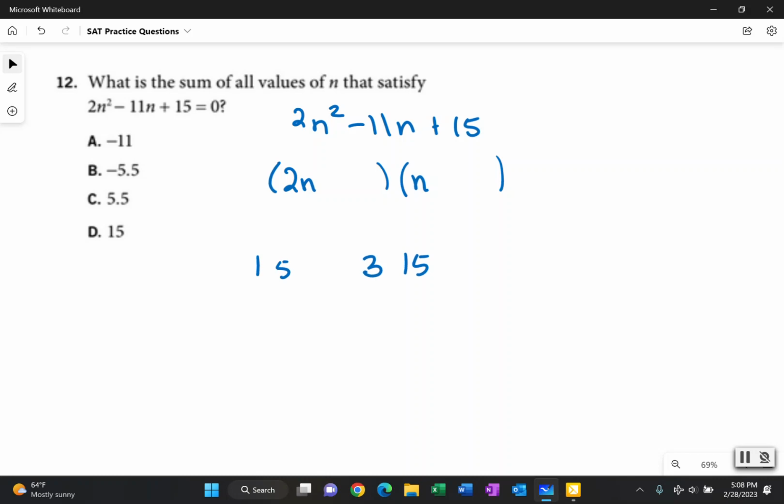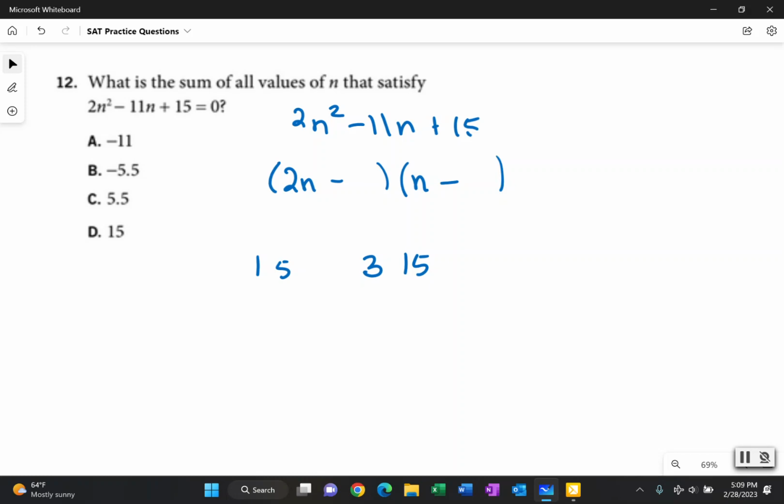All right, and how can we add with 2n here? We have to figure out what can get us negative. If it's a negative value, both values are going to have to be negative, because that'll still get us a positive 15, which is great. So now we just need to figure out which way the 3 and the 5 go. If I do 2 times 5, that's going to get me 10. But if I do 2 times 3, that's going to get me 6. 6 plus 5 is 11.